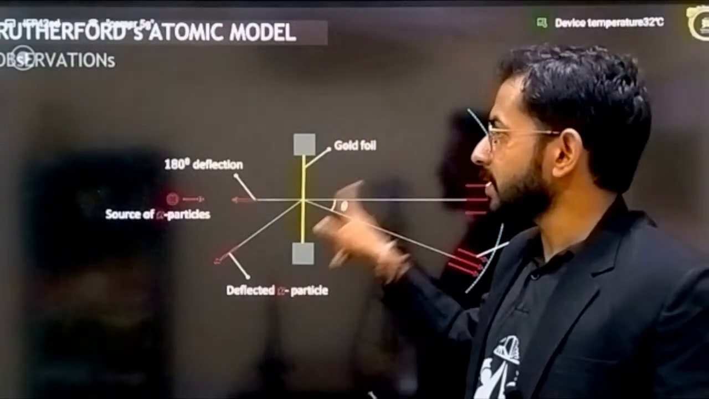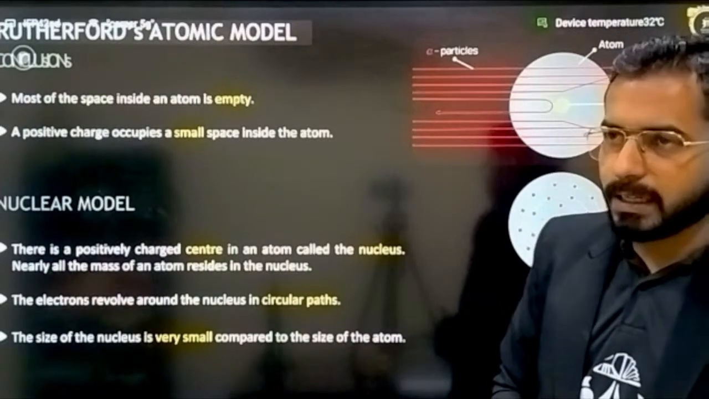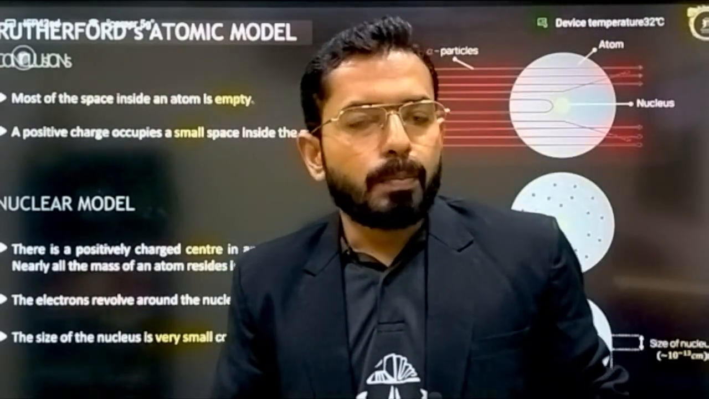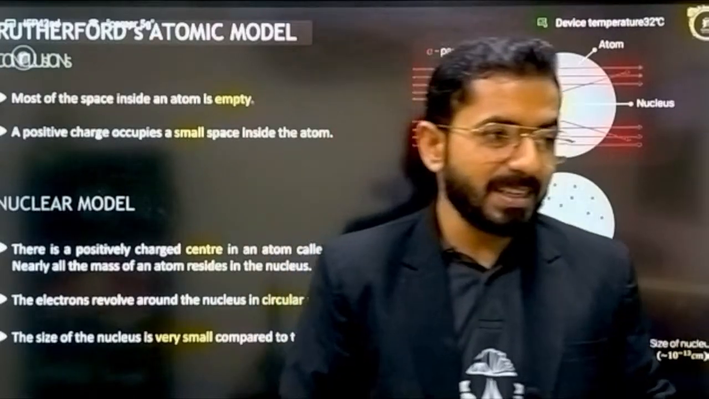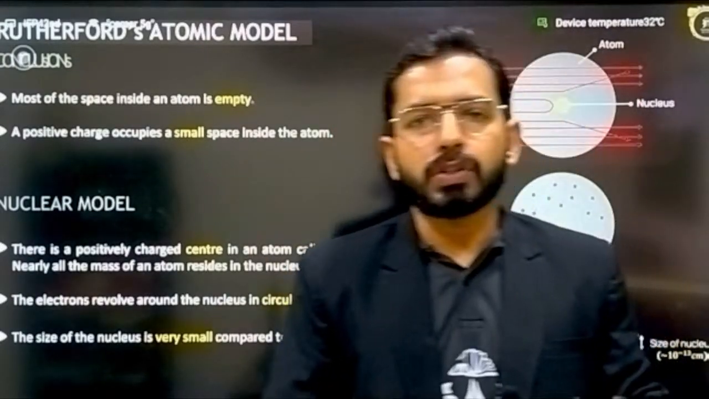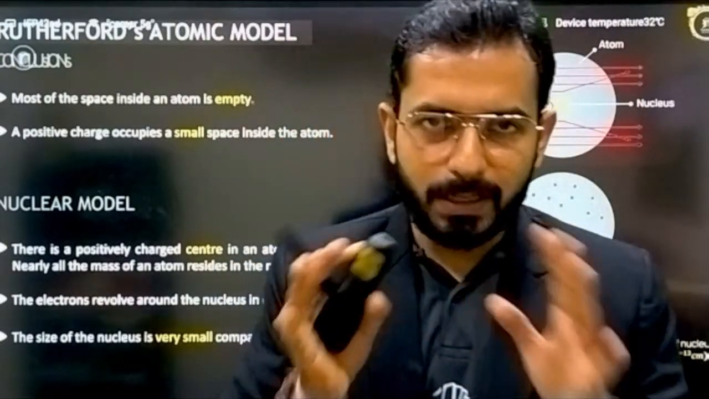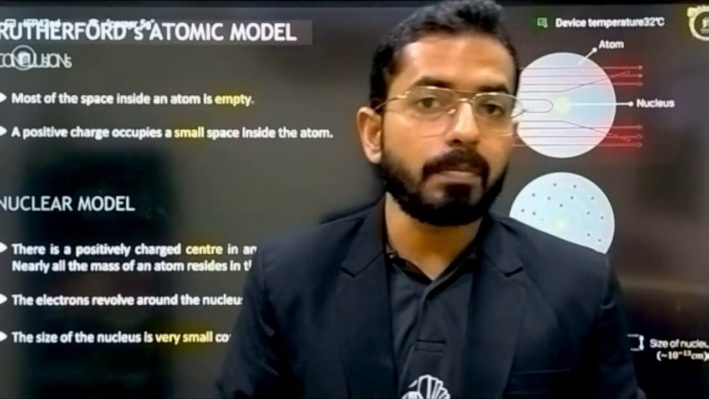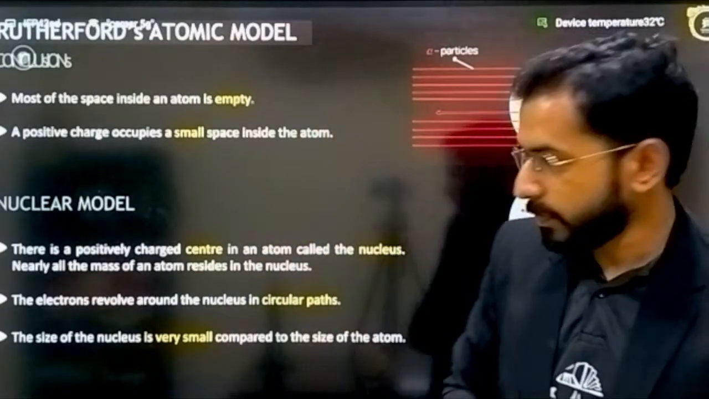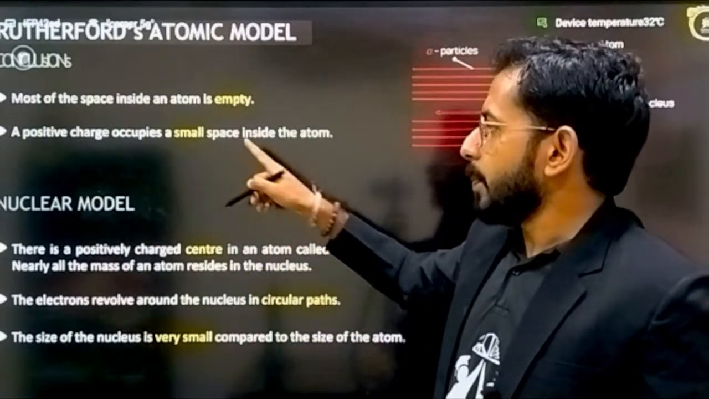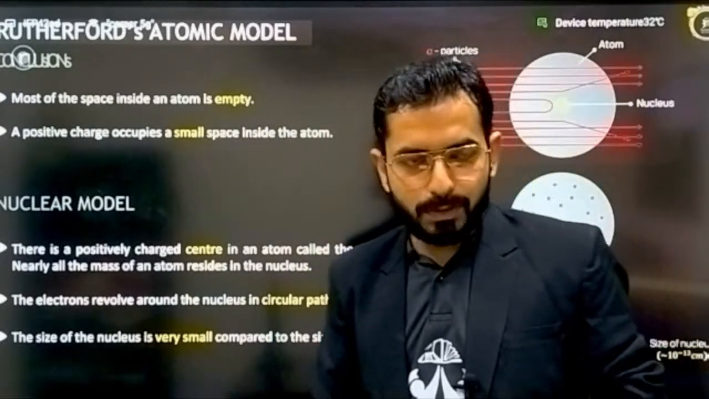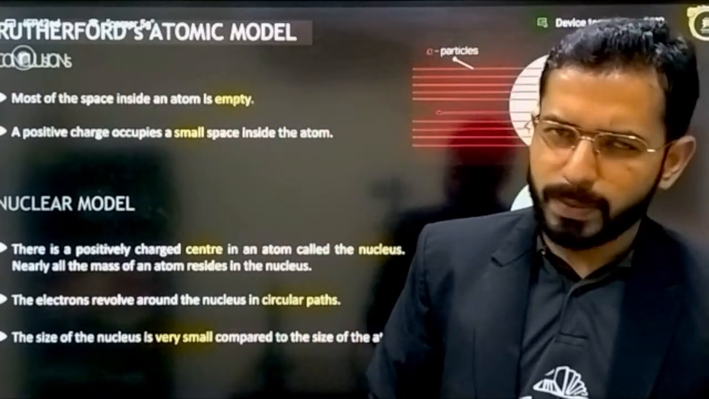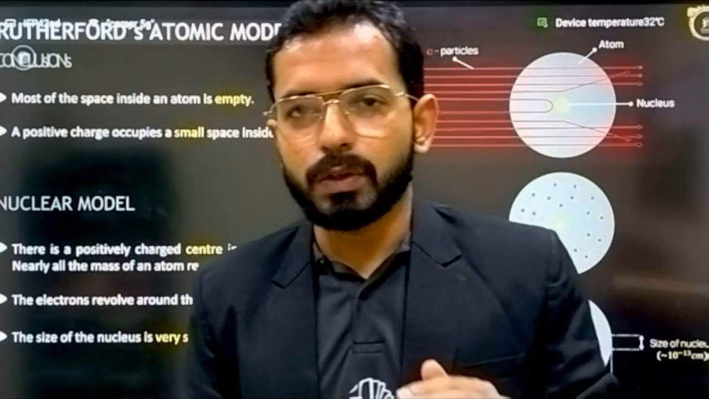Now what is the meaning, what is the conclusion of this? He concluded that most of the area of an atom is empty. First thing he said was what? That most of the area present in an atom is empty space. Second thing, a positive charge occupies a small space inside the atom. A positive charge is present inside the atom that occupies very little space.